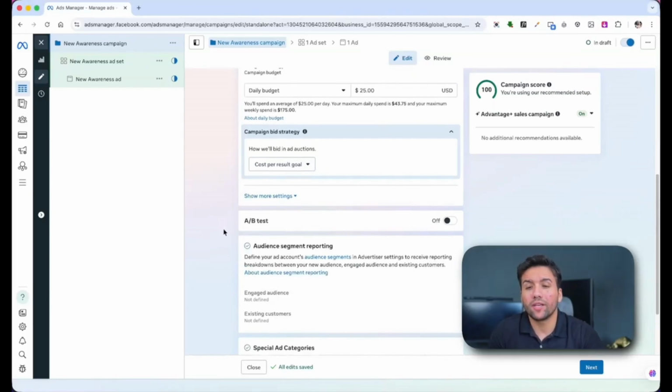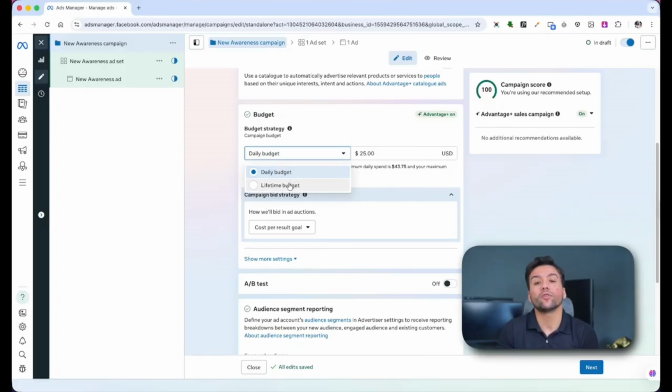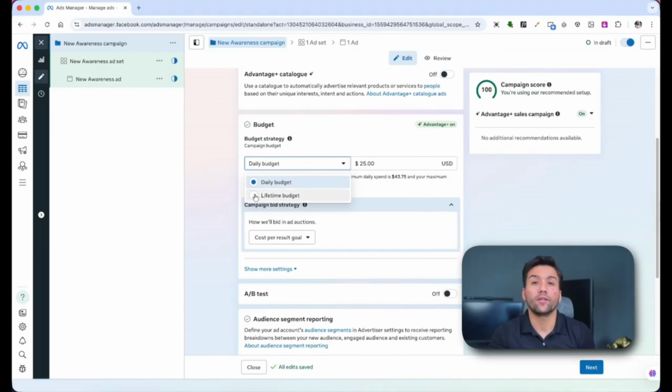Now let's move on to the daily versus lifetime budget. The daily budget, which is what I recommend, is to spend a fixed amount each day. Why is that? Because consistency means Facebook learns faster, which means better long-term results. And this allows one long running campaign instead of many short ones.